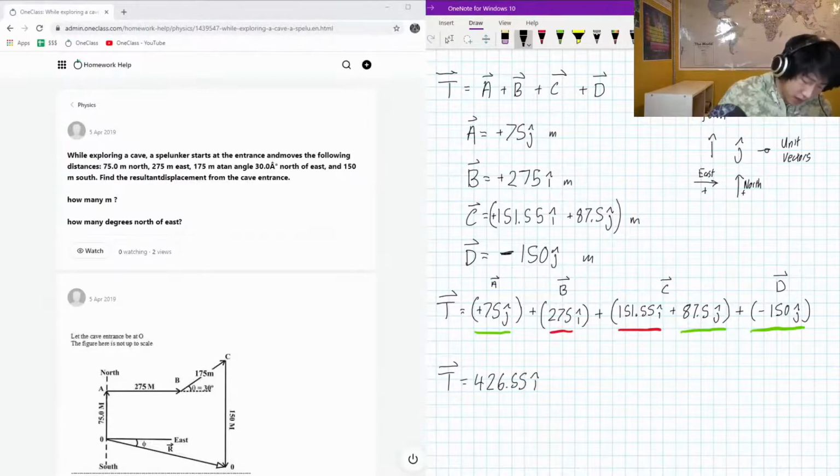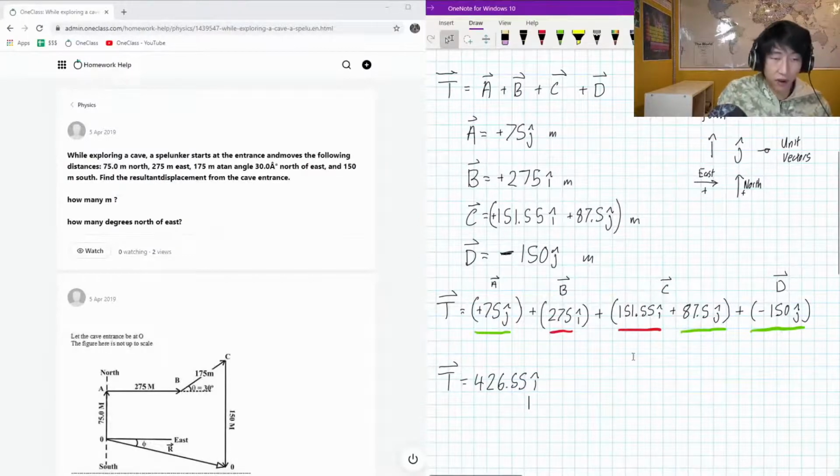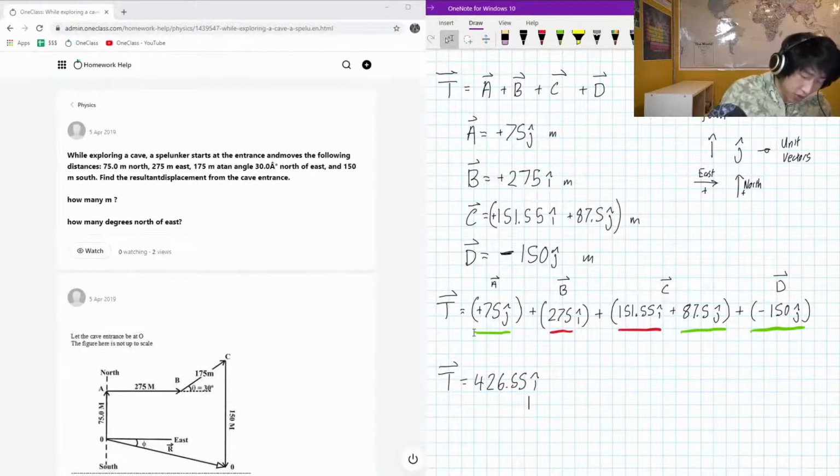And then for our J, we have to put all the green terms together. So we've got 75, that's a positive, plus 87.5, also a positive. But don't forget that negative, minus 150. So as a result, that is positive 12.5 J. That looks reasonable to me, and that is all in meters.